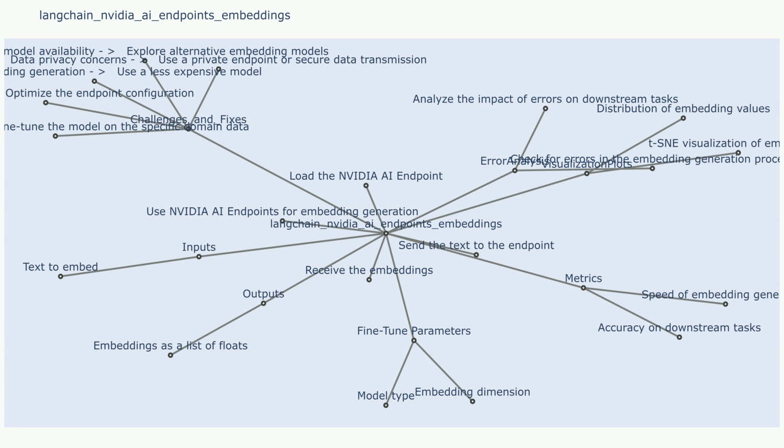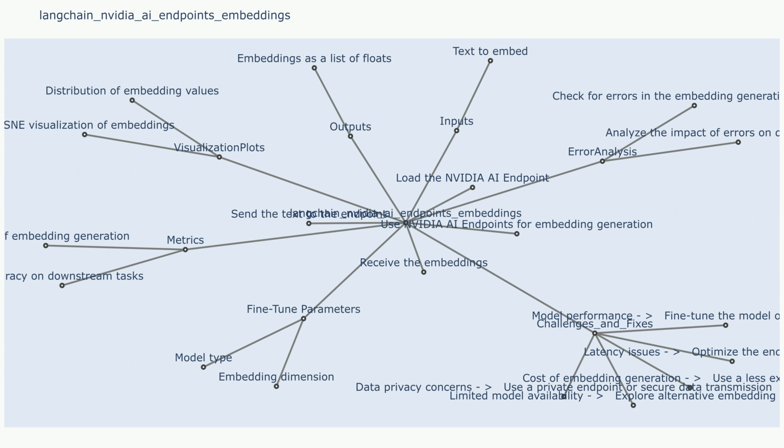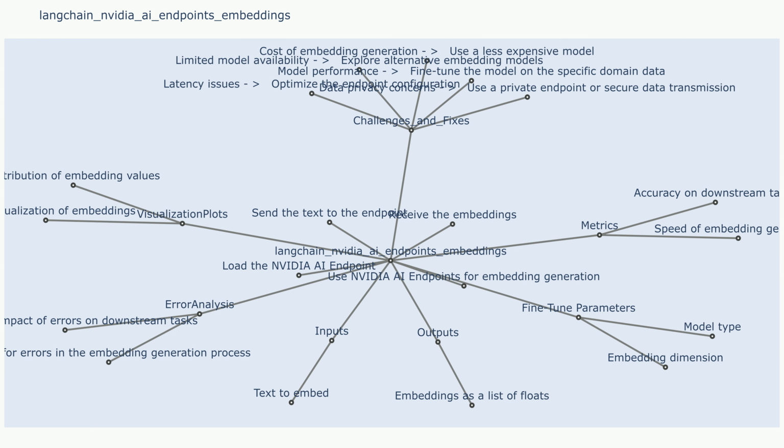Metrics. Cosine similarity: this metric is commonly used to measure the similarity between two embedding vectors. It ranges from 0 to 1, where 1 represents perfect similarity and 0 represents no similarity. Visualization plots. Embedding visualization: this plot shows the embedding vectors of different texts in a low-dimensional space, allowing users to visualize the relationships between different texts.